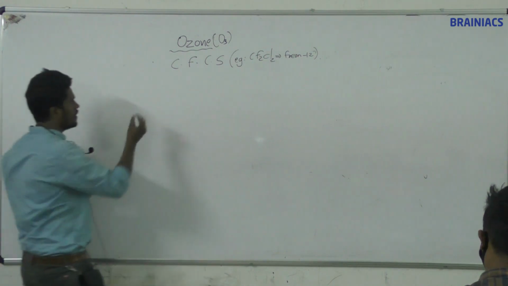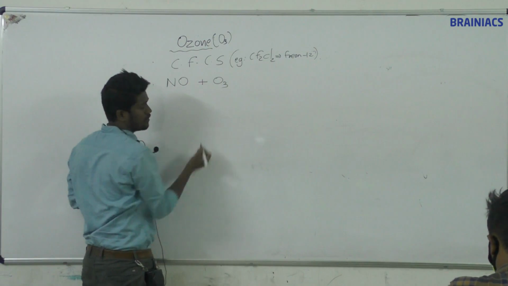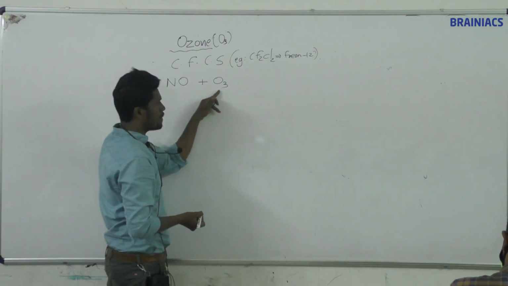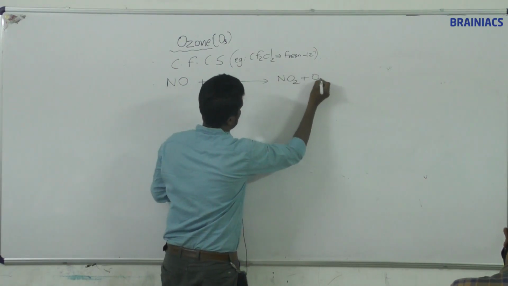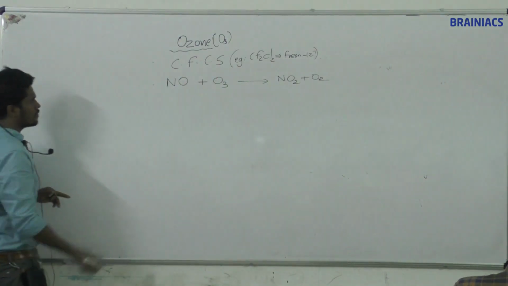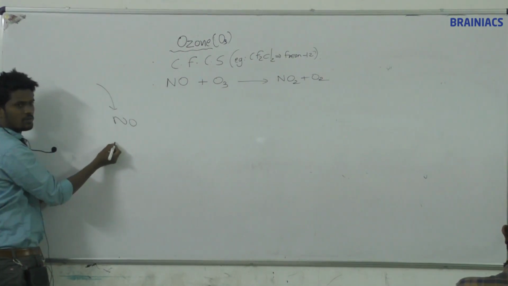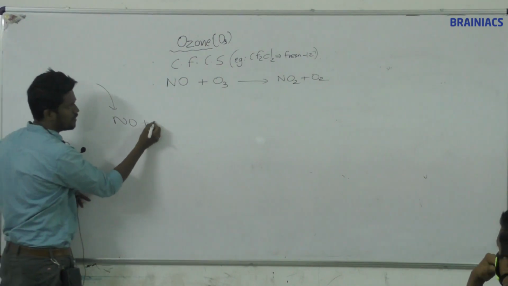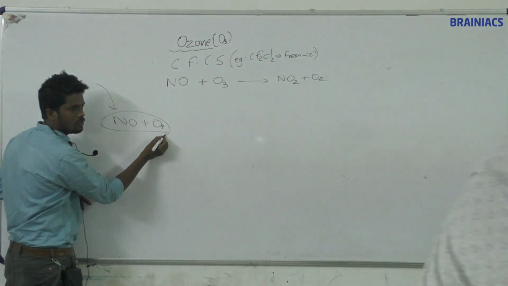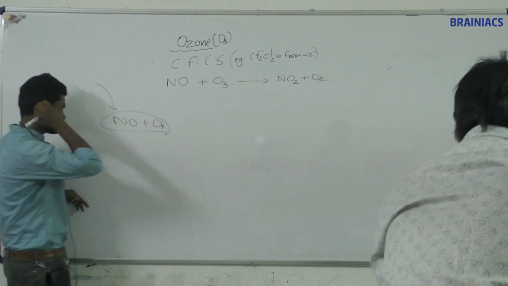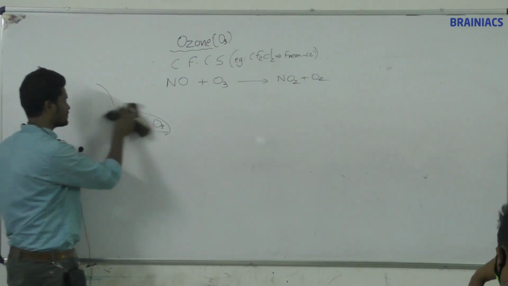In the same way, nitric oxide, NO, rapidly combines with ozone, giving NO2 plus O2. So the exhaust system of a rocket releases NO, which combines with ozone. What process undergoes? Ozone depletion. Okay, good.